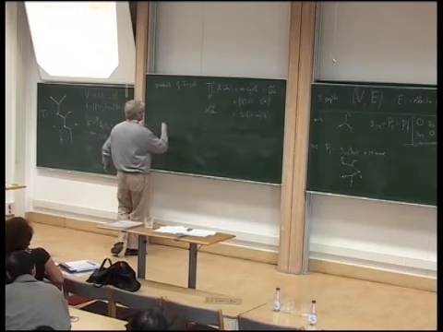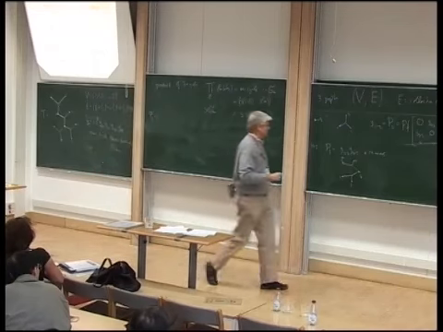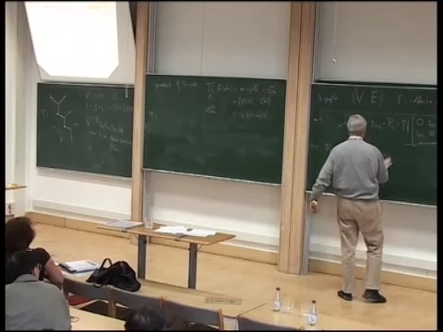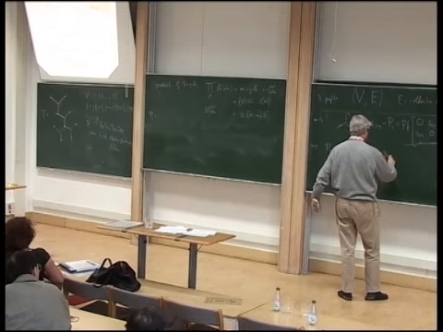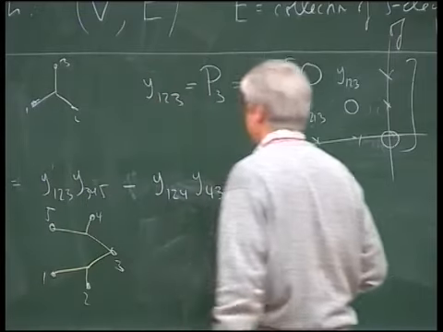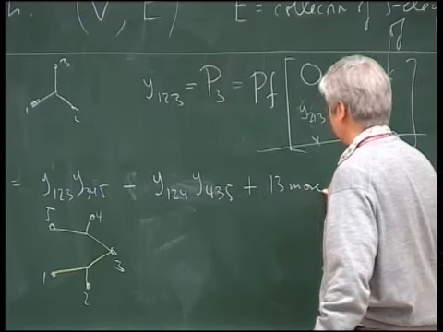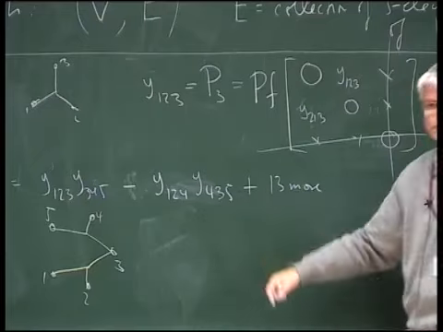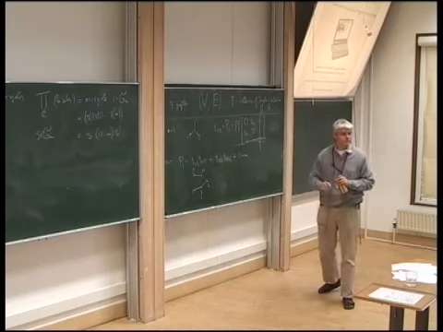So what you will find, for example, if you do P5, which is already written here. The next one, for example, if I want to do Y124, Y435, this would actually appear, I would have to put a minus sign. And then plus 13 more. This is what comes out when you do the computation. And this is the answer. This is the whole theorem. So I could stop here.